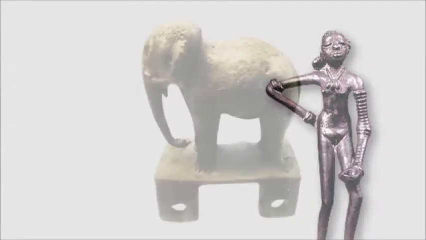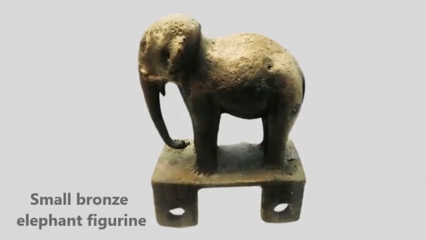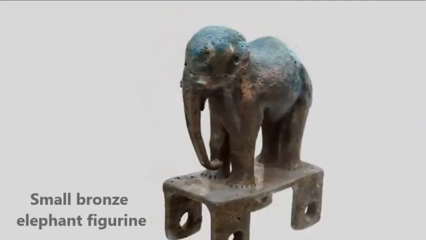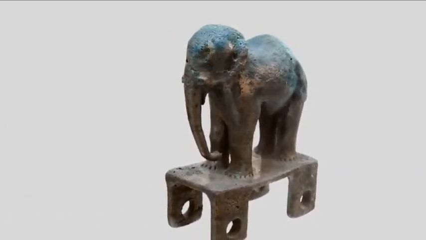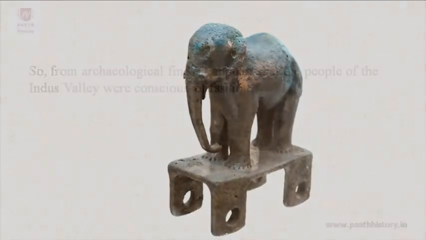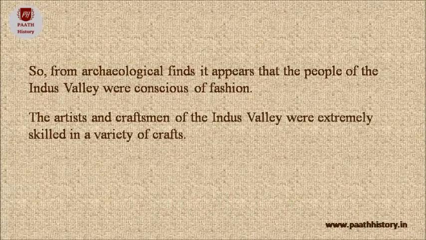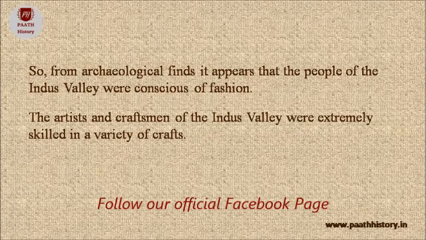The dancing girl, incidentally, was found by a fireplace in a ruined house in the southern sector of Mohenjo-daro, together with a small bronze elephant figurine and 2 or 3 large pieces of unworked copper or bronze, one of them an ingot weighing about 1 kilogram. So, from archaeological finds, it appears that the people of the Indus Valley were conscious of fashion. The artists and craftsmen of the Indus Valley were extremely skilled in a variety of crafts.